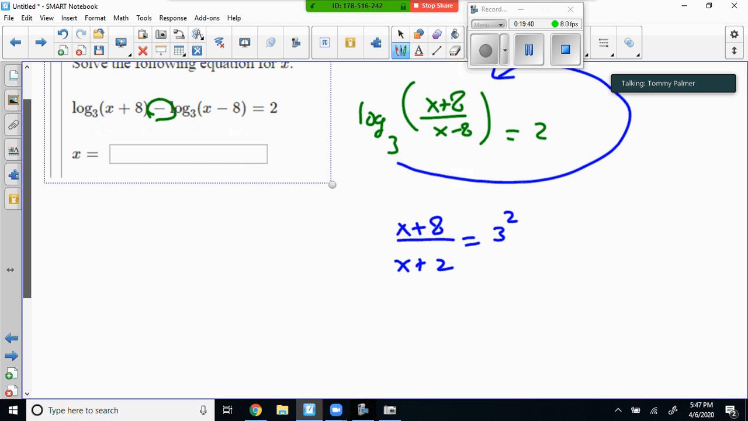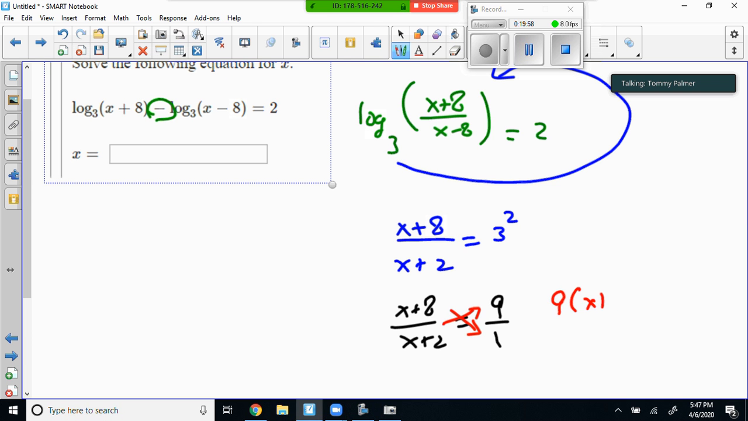Okay? Now, x plus 8 over x plus 2 equals 9 over 1. We just created a nice little proportion, right? And to solve proportions, we do cross multiplying, which means that and then that. So we're going to go 9 times x plus 2 equals 1 times x plus 8, which is just x plus 8, right? So we're going to have 9x plus 18 equals x plus 8.